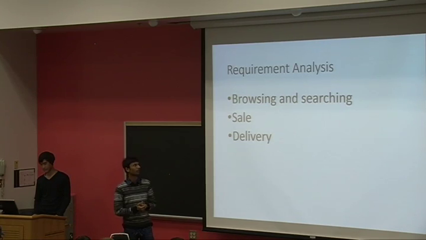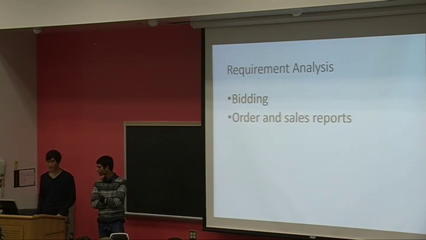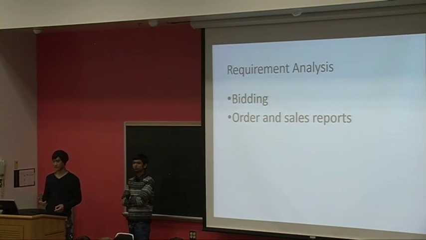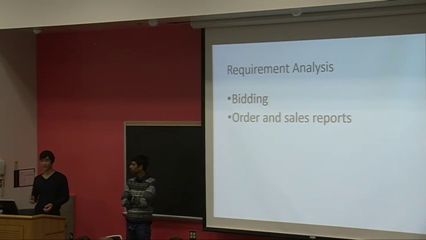So bidding was already explained in the last slide. Order and sales reports. So the two things that were different, with the two added features, were personalized seller reports for every seller. So instead of having an admin report for our company, we also have sales reports for every seller. They can access that through their dashboard.